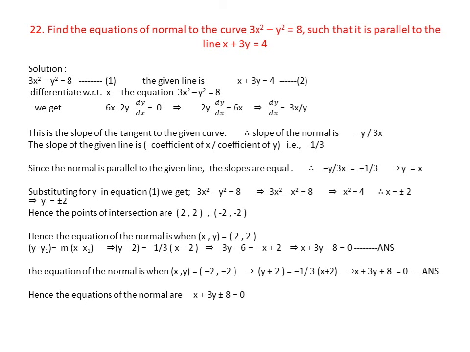Similarly, for the second equation, the second point is (minus 2, minus 2). Again using the same formula, y minus y1 equals m times (x minus x1), I have substituted x1 and y1 as minus 2, minus 2. When I substitute that, I get the equation as x plus 3y plus 8 equals 0. So now you can see the first answer came out to be x plus 3y minus 8 equals 0. The second one comes out to be x plus 3y plus 8 equals 0. That means the equations of the two normals are x plus 3y plus minus 8.